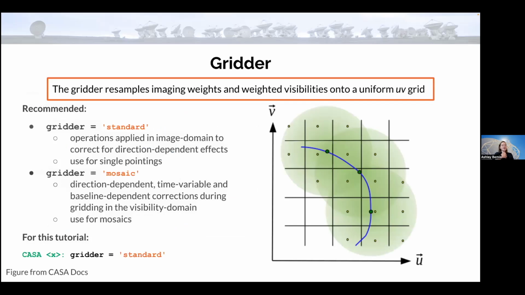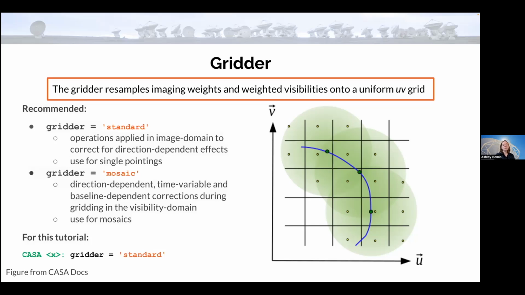So I wanted to briefly mention the gridder. So this is actually not a trivial process, but luckily tclean does this for us. So the gridder is responsible for resampling the imaging weights and weighted visibilities onto a uniform UV grid. In the case where you have a single pointing, you will just need to use the standard gridder. And this essentially applies operations in the image domain to correct for direction-dependent effects.